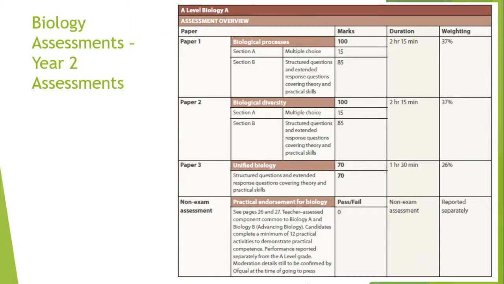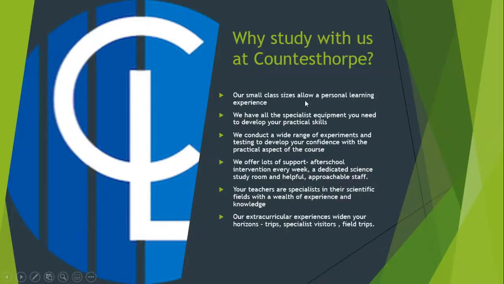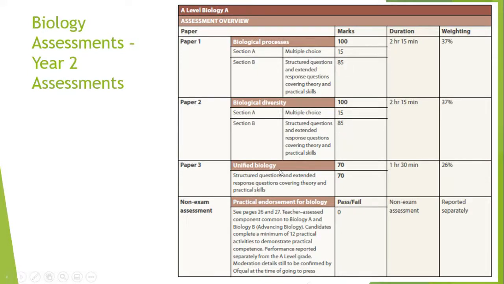In year 2, this is what you will be judged upon. So this is what your A-level grade will come from. Okay. So paper 1 and paper 2 are worth 37% of your mark. As you can see, they're 2 hours 15 minutes long and out of 100. 4 processes and biological diversity. You will have multiple choice questioning in both, and then you would get structured questioning. Oops, I've gone too far. Okay. You would get structured questioning for each one, similar to what you would have done in the depth in year 1.